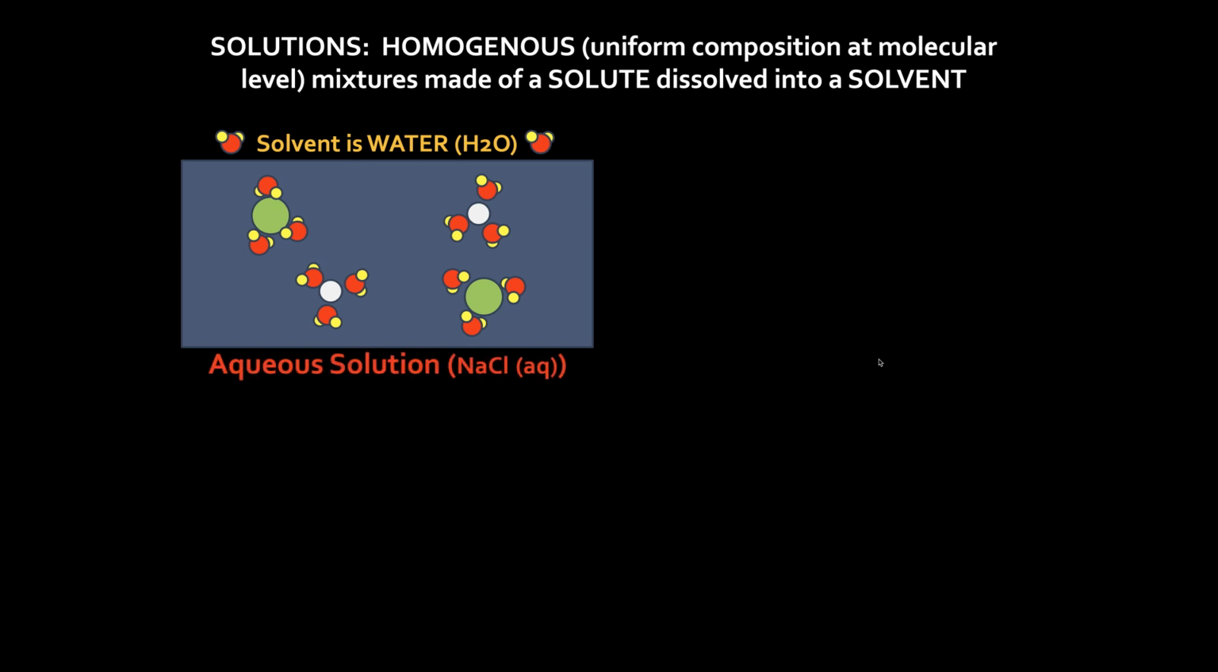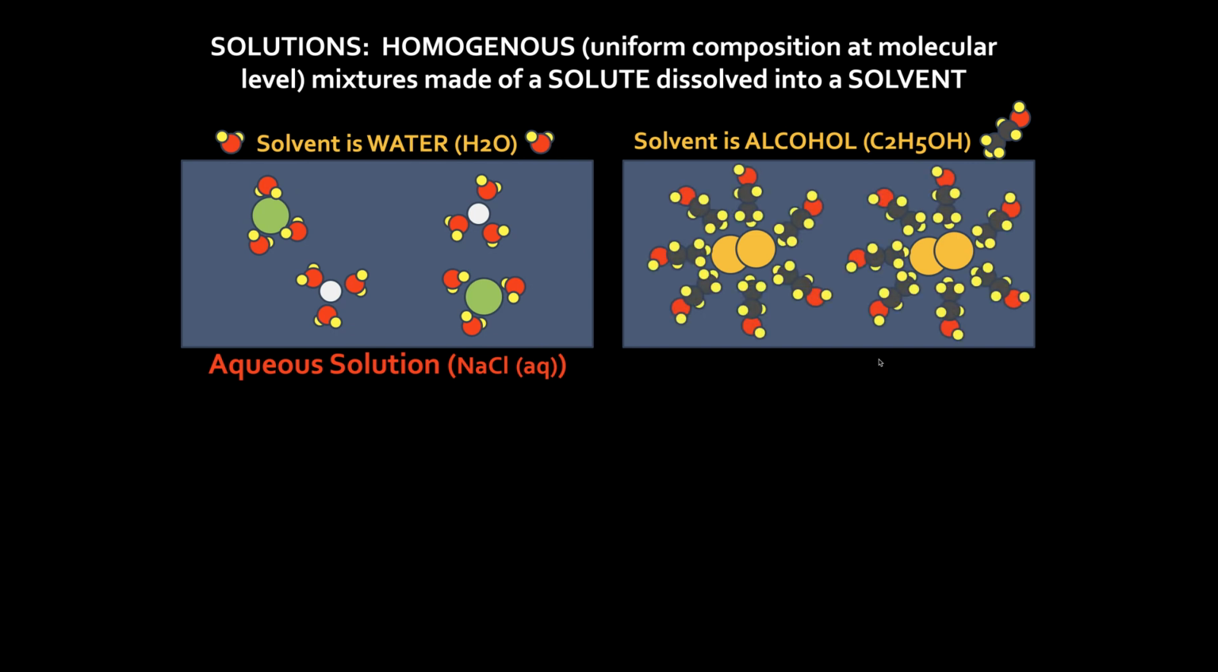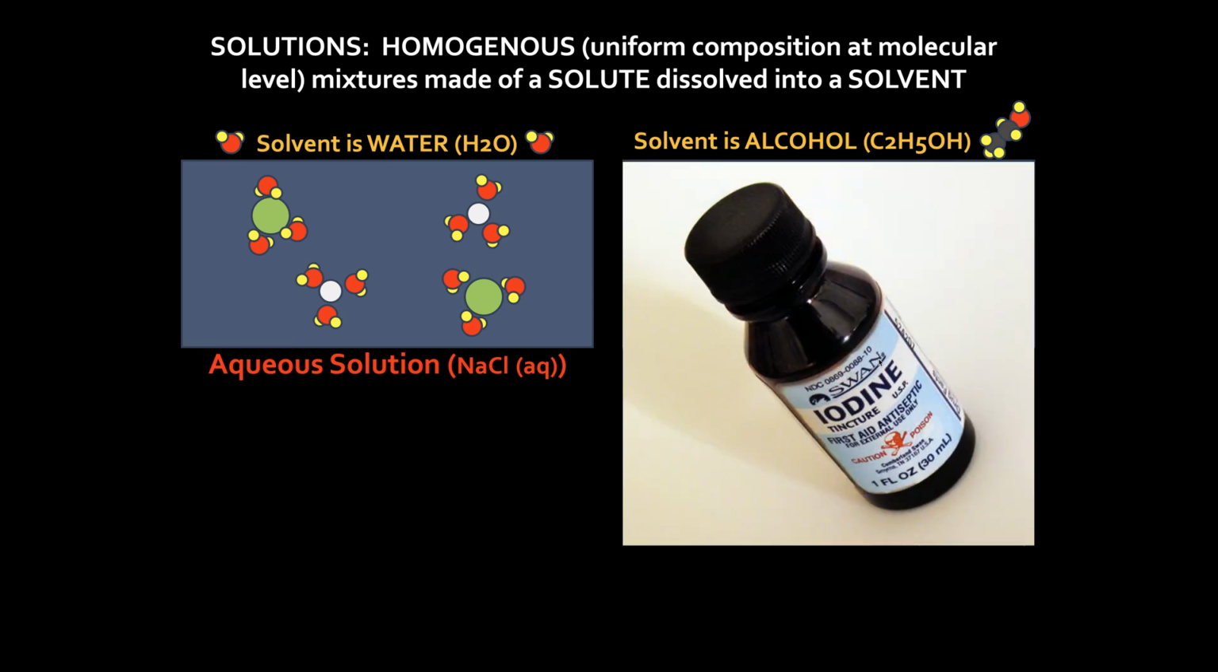Some things don't dissolve in water. For example, iodine does not dissolve in water. However, it does dissolve in alcohol. That would be called a tincture. A tincture of iodine, that orange stuff that you put on your cuts and then scream in agony because it hurts so bad.